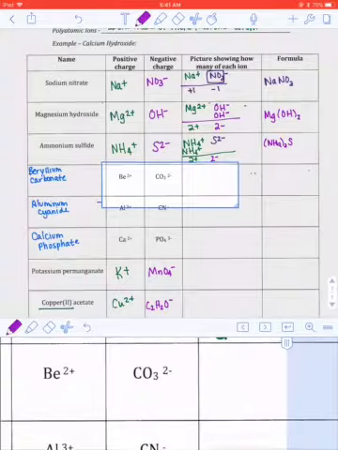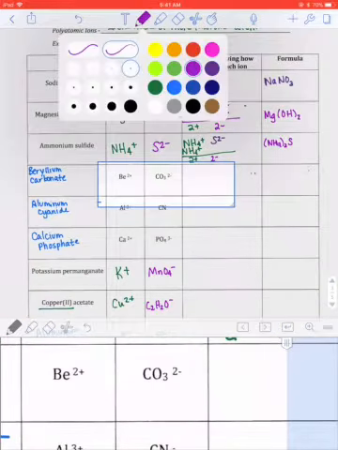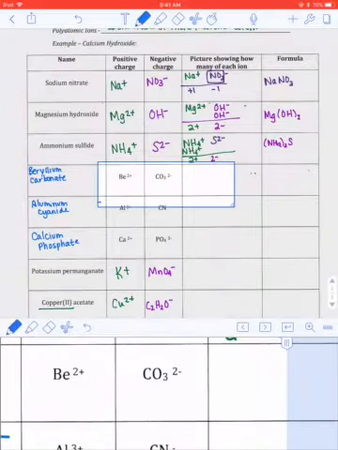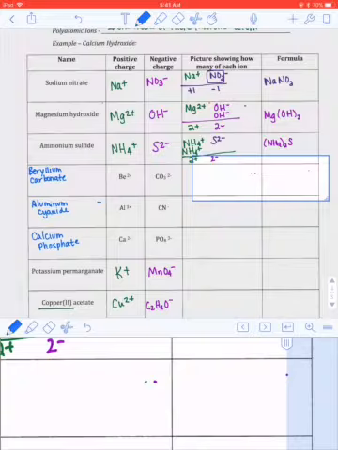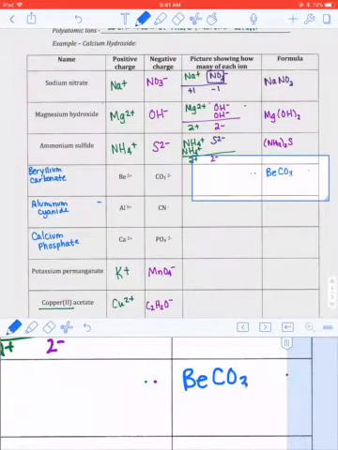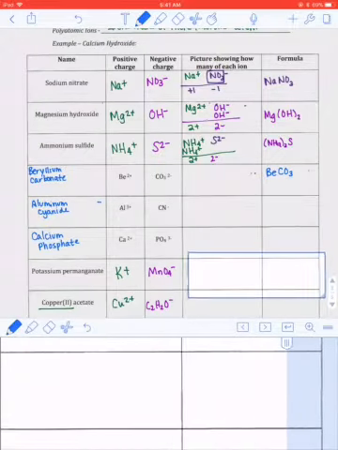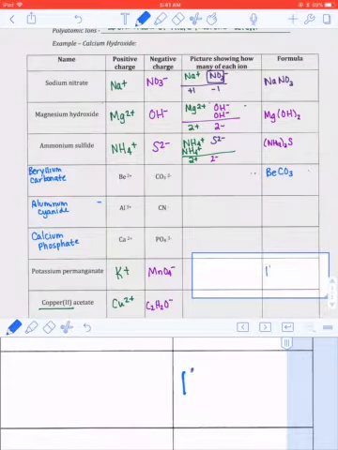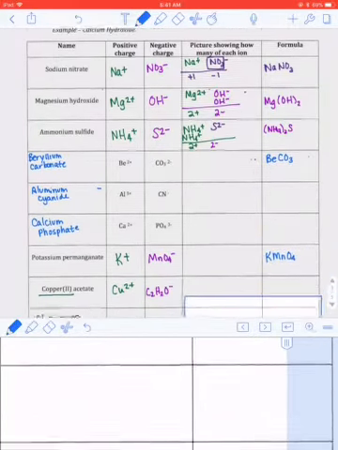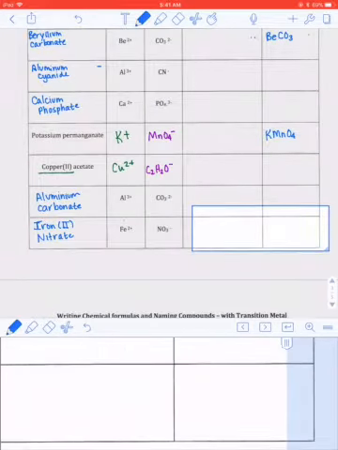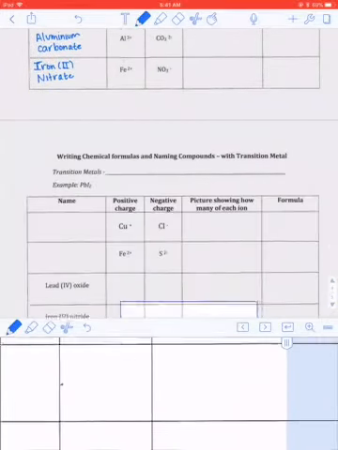And then sometimes it works out where you only need 1 of each. You have a 2 plus and a 2 minus. And if you don't feel like drawing those, because you can see that 2 plus and 2 minus cancel out, you can just say BeCO3. Boom. It's kind of fun when that works. Another time where that works is KMnO4. Let's see. It doesn't look like it works in the other times.